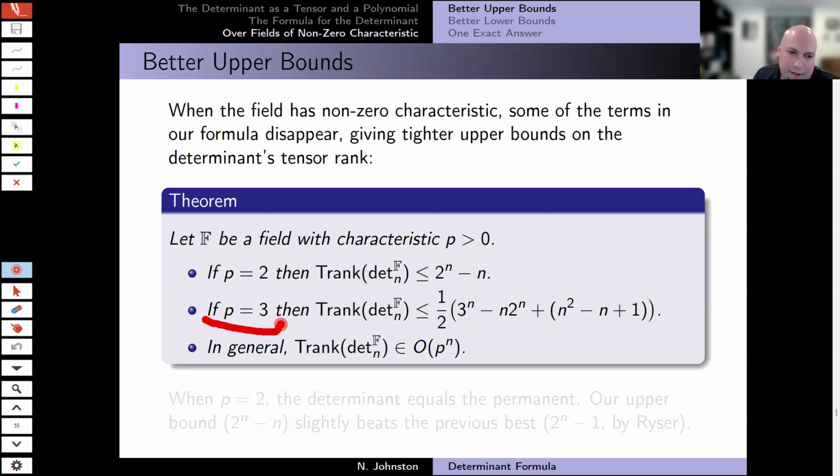If your field has characteristic 3, then we get an upper bound that looks something like this, involving a 3 to the power n and a 2 to the power n term, plus a polynomial correction factor.